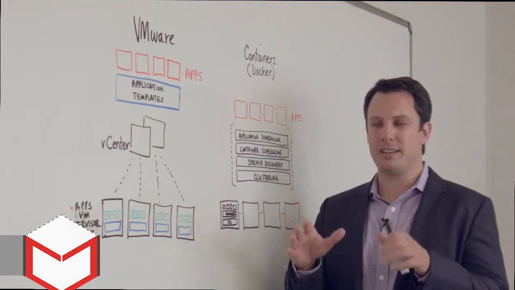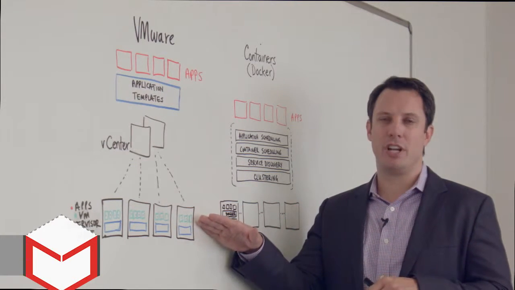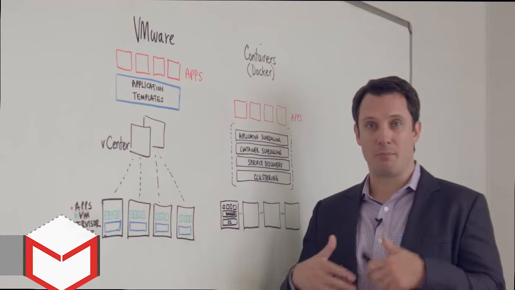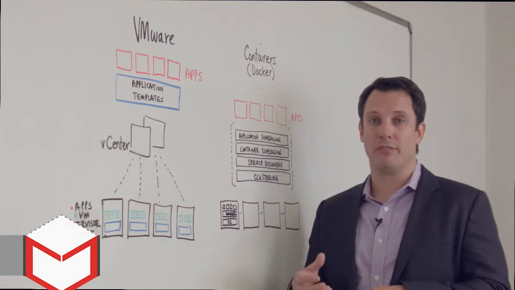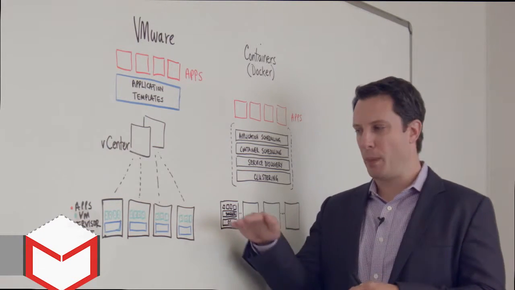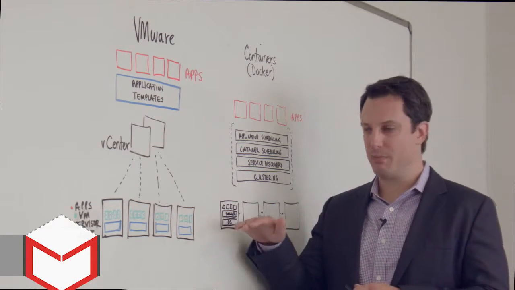Just to put that in context, spinning up a virtual machine may take 3-4 minutes because of the operating system coming up. Spinning up a container usually takes on the order of a second or a couple of seconds. So there's a big order of difference there.